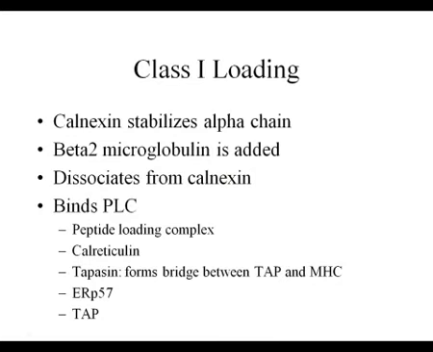Okay, now what's happening inside the endoplasmic reticulum? Well, a stabilizing protein or chaperone protein called calnexin will first stabilize an alpha chain of the MHC class 1. And then while it's holding it, beta-2 microglobulin is added. So remember in class 1, it's alpha chain and beta-2 microglobulin. So then you have the MHC.